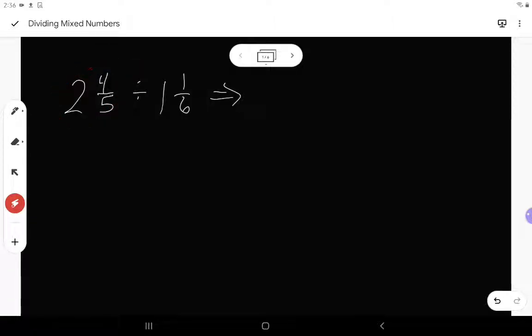So 2 and 4/5, the way I would do that is I take the whole number, multiply by the denominator. So remember that's going to give me a 2 times 5 plus that numerator of 4. And I'm going to divide by 5, the denominator stays the same. 2 times 5, that gives me 10 plus 4 is 14. So I have now 14 over 5.